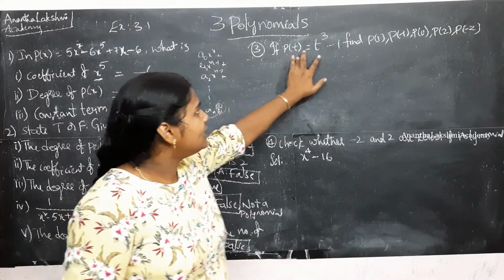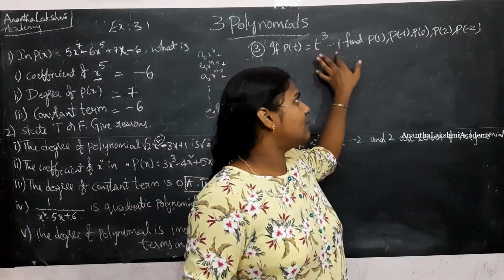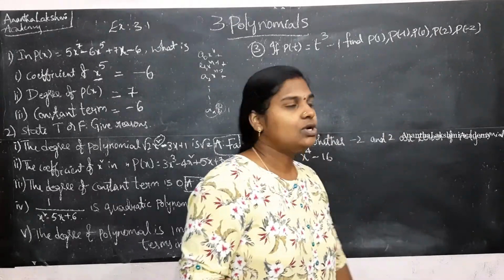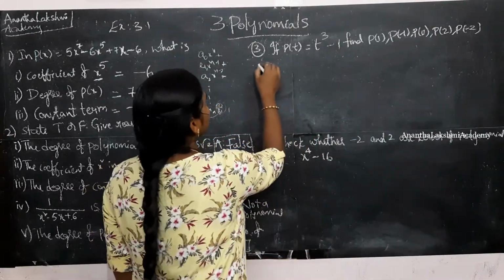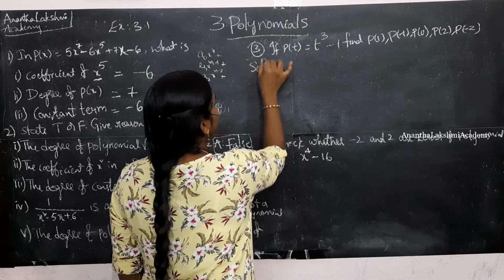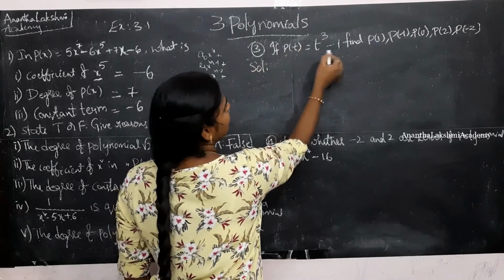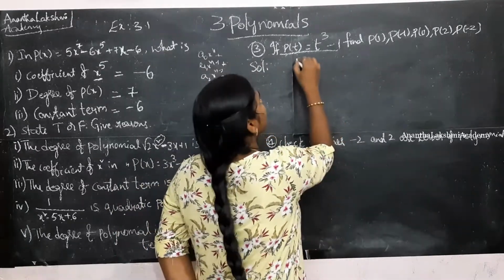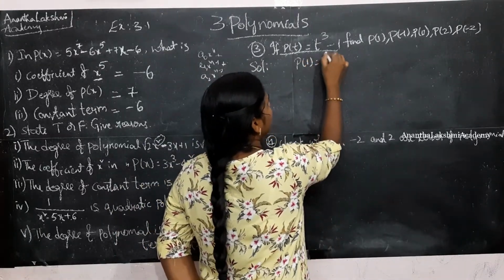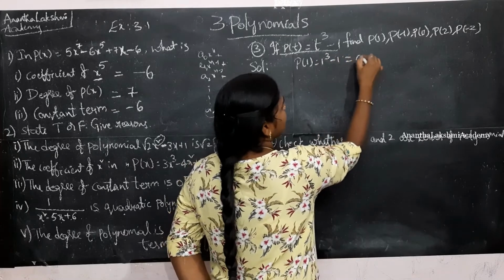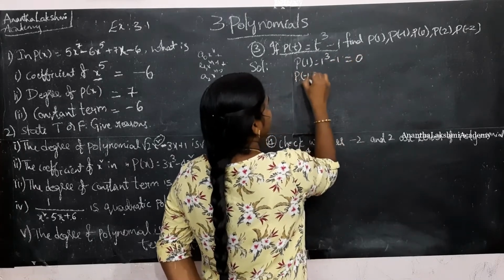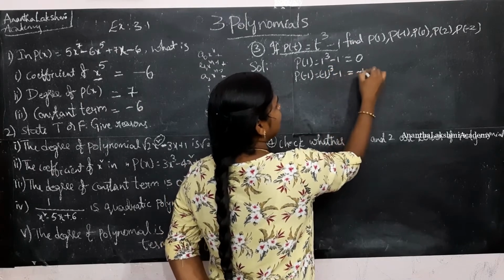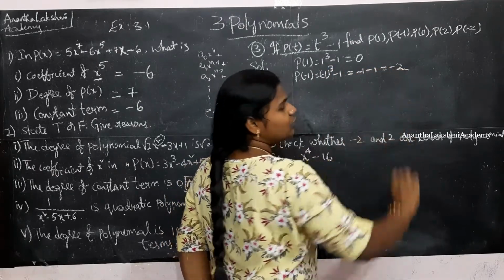If p of t is equal to t cube minus 1, then find p of 1, minus 1, 0, p of 2, p of minus 2. Alright, what is the given? Given p of t is t cube minus 1. So let us substitute 1 first. P of 1 is equal to 1 cube minus 1. 1 minus 1 is 0. P of minus 1 is equal to minus 1 whole cube minus 1. That is nothing but minus 1, which is equal to minus 2.